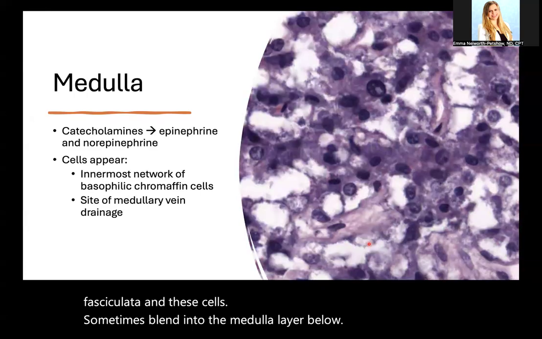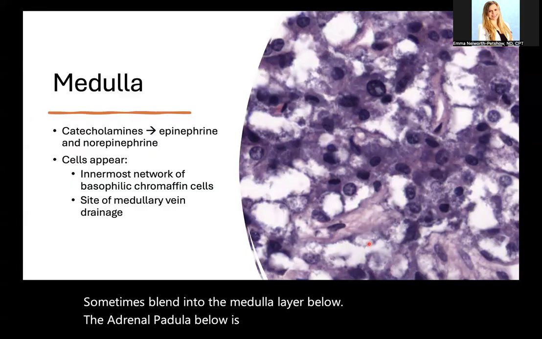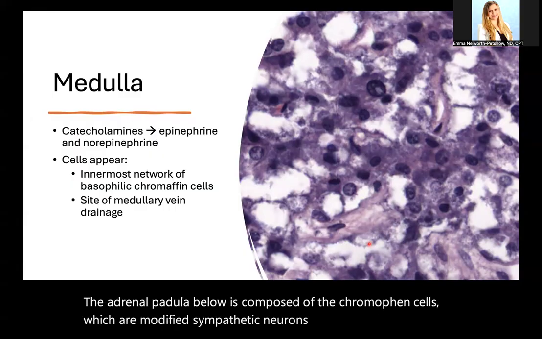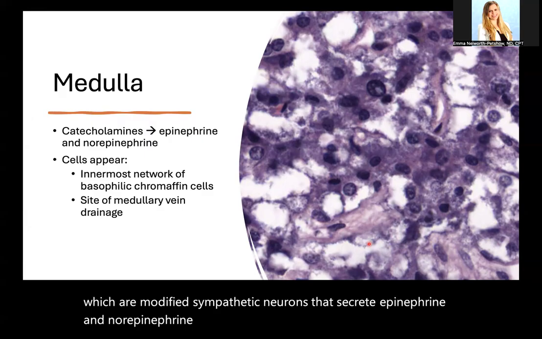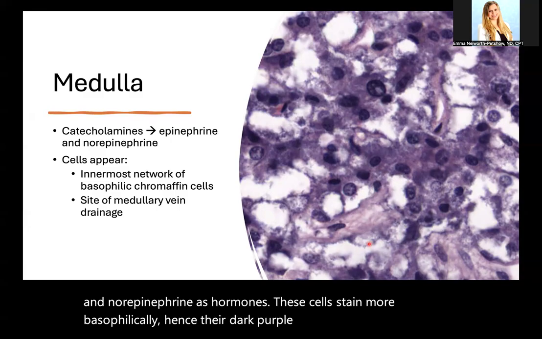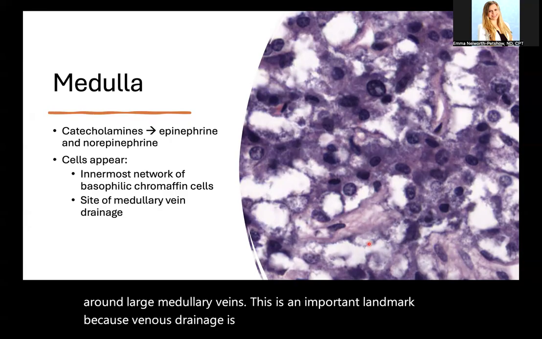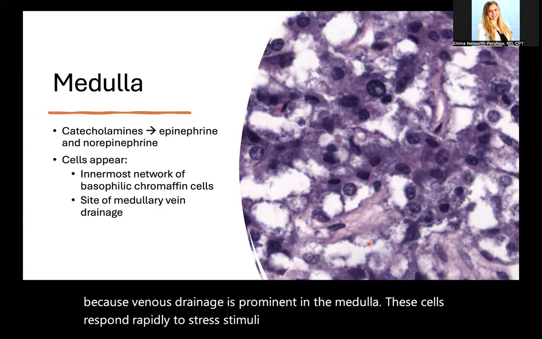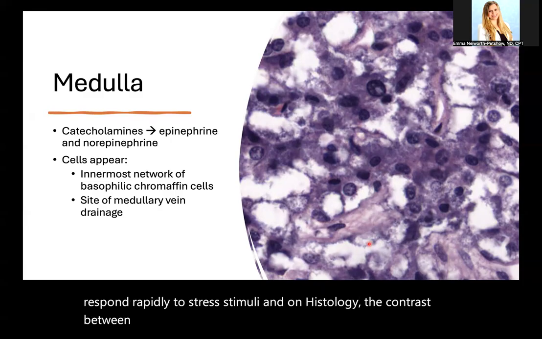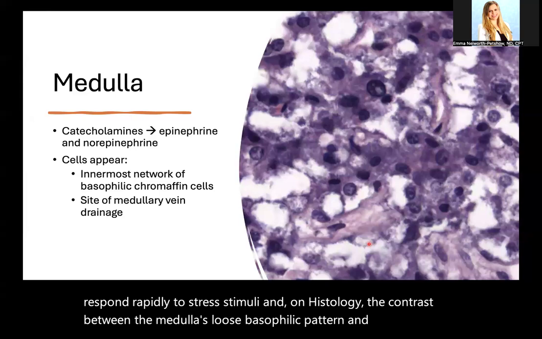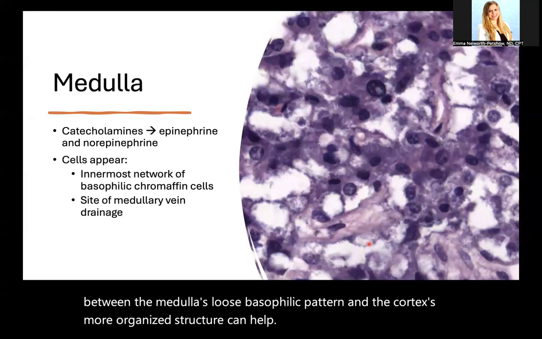The adrenal medulla below is composed of the chromaffin cells, which are modified sympathetic neurons that secrete epinephrine and norepinephrine as hormones. These cells stain more basophilically, hence their dark purple-blue color, and are arranged around large medullary veins. This is an important landmark because venous drainage is prominent in the medulla. These cells respond rapidly to stress stimuli, and on histology, the contrast between the medulla's loose basophilic pattern and the cortex's more organized structure can help distinguish the two.